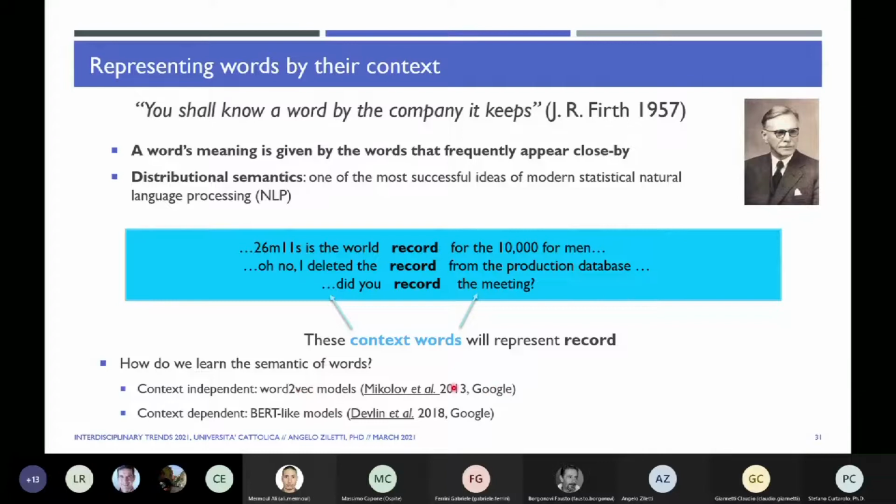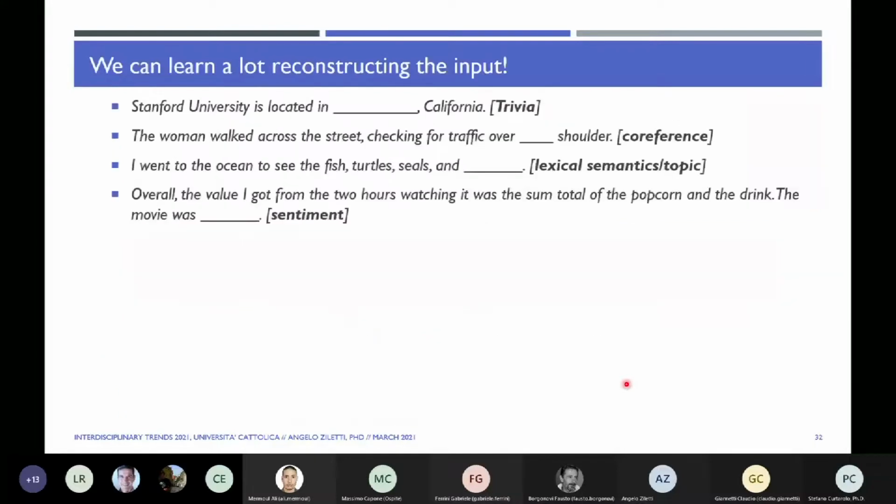And it was from 2013, word2vec models, and now BERT-like models that are developed at Google. They are doing this, and you can learn a lot reconstructing the input. Not only think about it. So if you have Stanford University, it's located in Stanford. You mask that, and then you ask the network to predict.